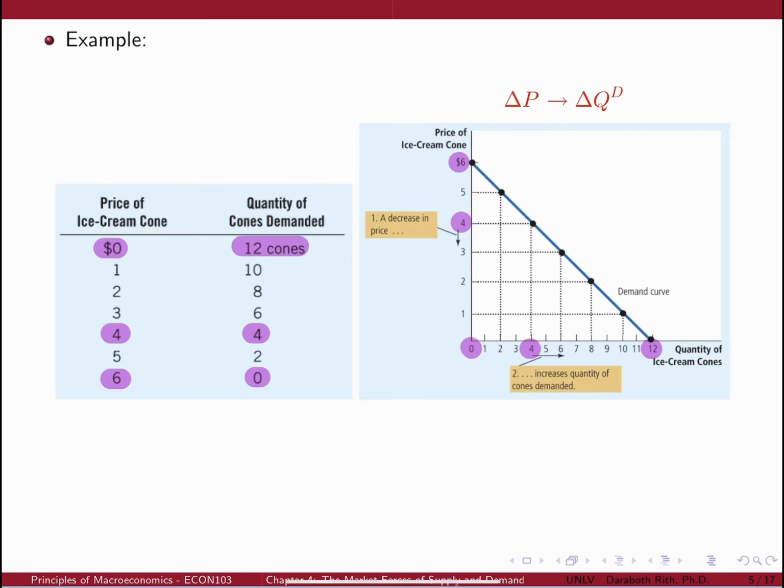Again, price can change a point on the demand curve with respect to the quantity demanded, but it cannot relocate or shift the demand curve. Remember, quantity demanded and demand are two separate things.